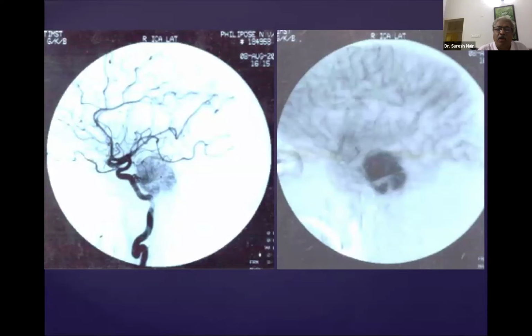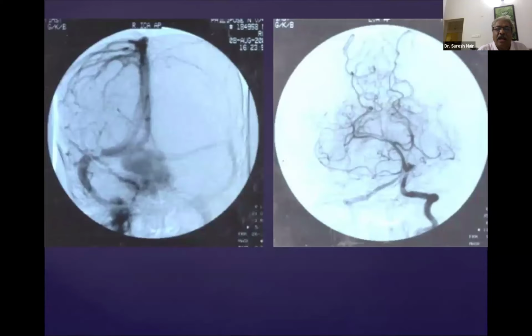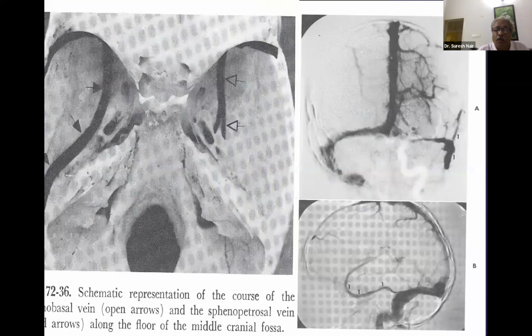I got answers from all big people. Initially, the angiogram is to see the tumor blood supply and the displacement. But more important is to see the venous anatomy. Say you have the endosteal dura and you have the dura propria. The venous drainage from the sphenopetrosal sinus to the cavernous sinus and then to the pterygoid plexus goes underneath the endosteum. It is not above the endosteum.